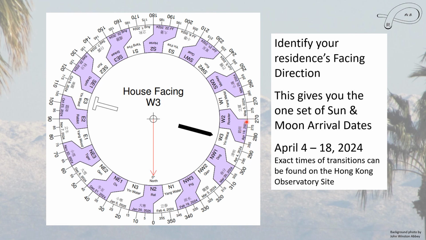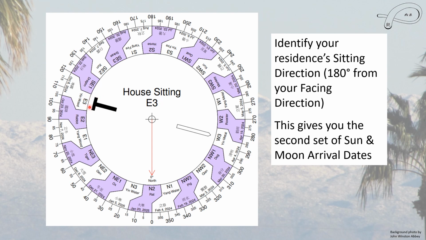The second one, the one right after it, is a little later. It might be a little hard to read. It says April 19th. So that means between basically April 4th and April 18th, you have your 2-week window where you can start a construction in an area that has an annual affliction. So this is number one, the first group of 2-week windows. The second one comes from the sitting. And if it's a West 3 facing house, it'll be an East 3 sitting house. And these dates will be from October 8th to October 22nd.